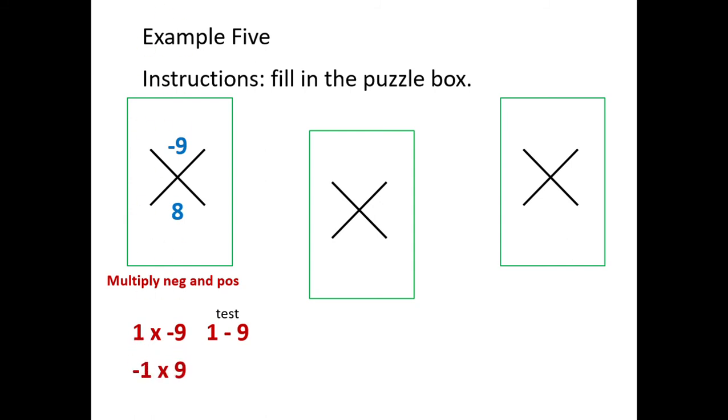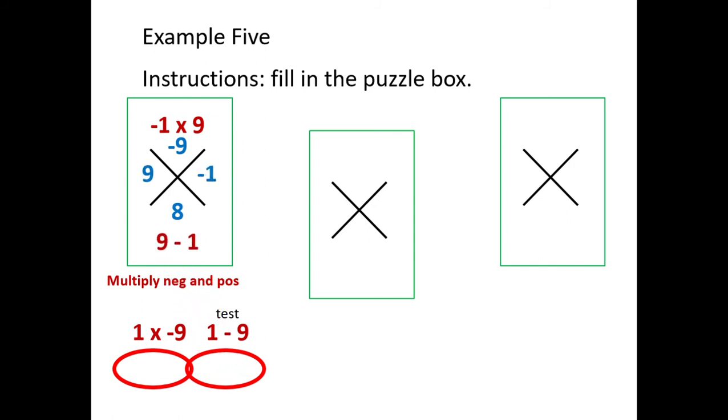So let's think about negative 1 and positive 9. Well, negative 1 times positive 9 is, in fact, negative 9. So that's right on the top. But what about on the bottom? Well, 9 minus 1 is 8. So that worked out okay. So it's negative 1 times 9 on the top and 9 minus 1 on the bottom. So our 2 numbers are 9 and -1.